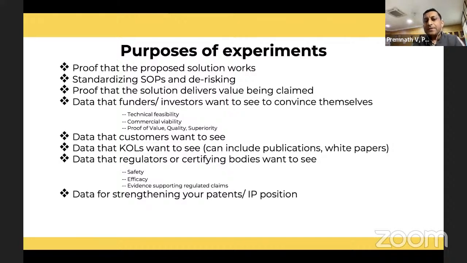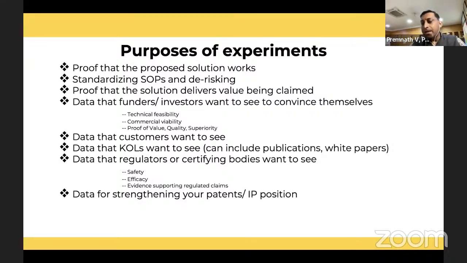And finally, data for strengthening your patents and IP position. And there are many dimensions to this. The first dimension is if somebody else has a patent in the area and is preventing you from practicing it, you need to find a way to go around it. You need to do experiments to find a workaround.